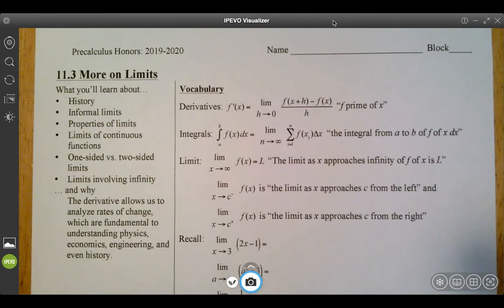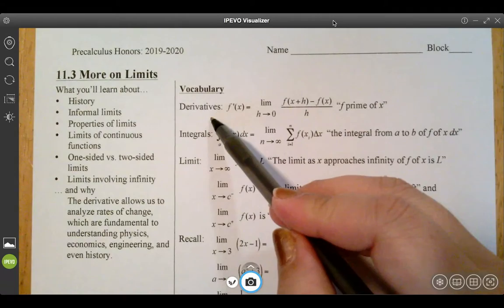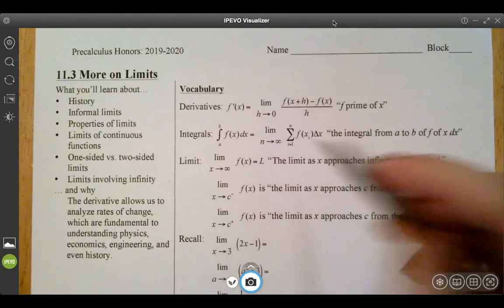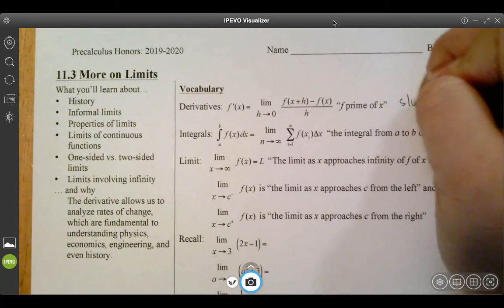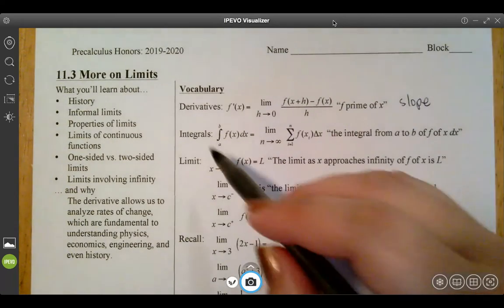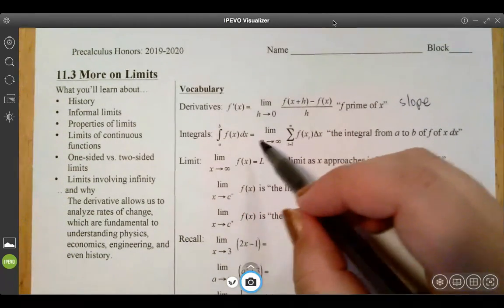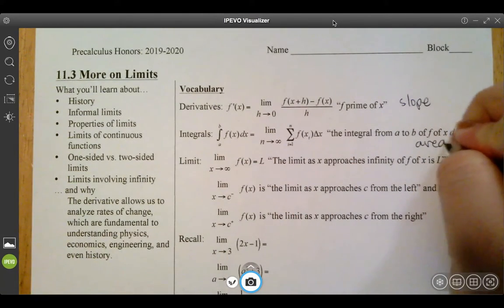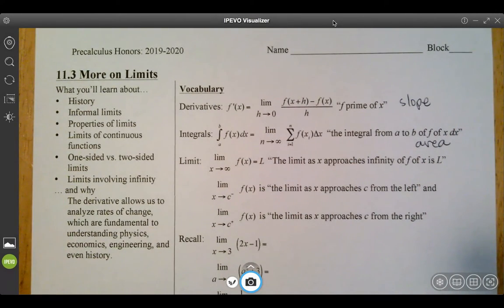So remember in section 1 we were talking about derivatives, and we had a definition of derivatives in terms of a limit, and this meant slope, right? The derivative, or the instantaneous rate of change, means slope. And then in section 2 we were talking about integrals, also defined in terms of a limit, but an integral is an area. Okay, and so in this section, we're looking at more calculations just of specific limits.